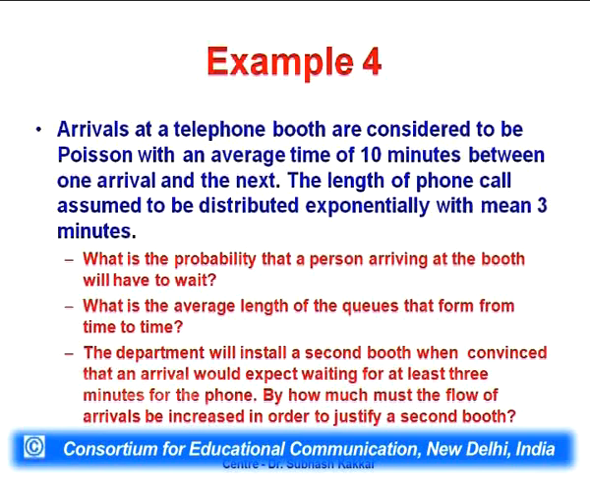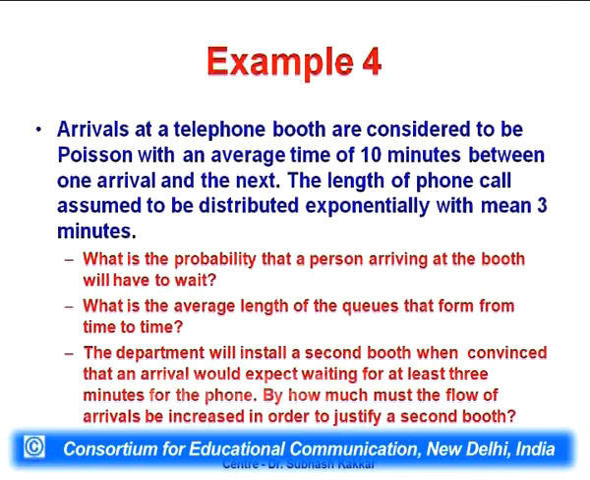Now, the questions to be answered are: what is the probability that a person arriving at the booth will have to wait? What is the average length of the queues that form from time to time? And the third one: the department will install a second booth when convinced that an arrival would expect a wait of at least 3 minutes for the phone. By how much must the flow of arrivals be increased in order to justify a second booth?